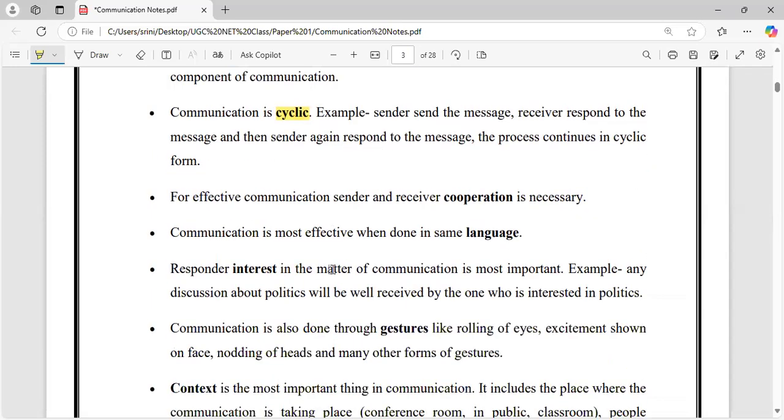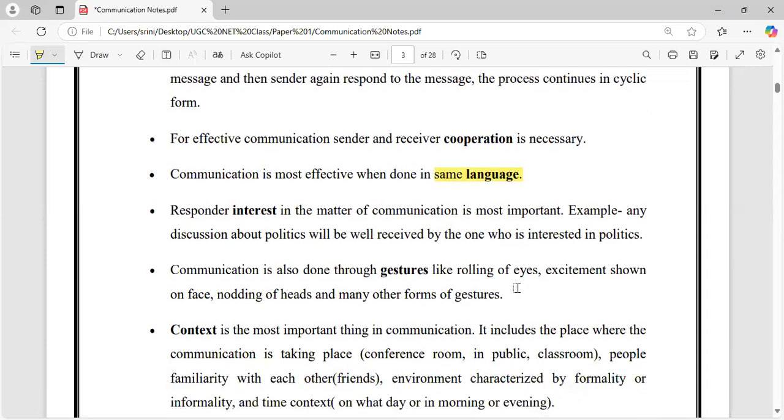For effective communication, sender and receiver cooperation is necessary, and communication is effective when it is done in the same language. When it is done in the same language, the responder's interest in the matter of communication is most important. For example, any discussion about politics will be well received by the one who is interested in politics.